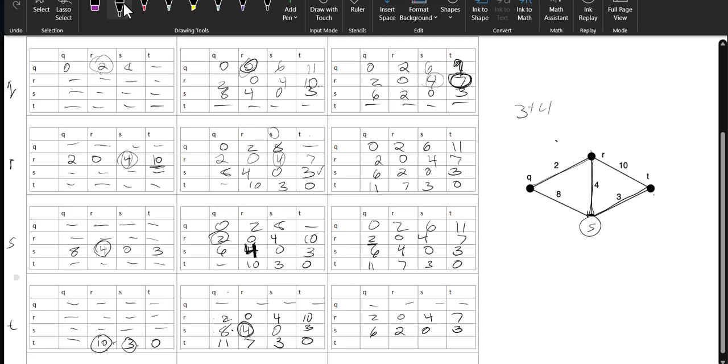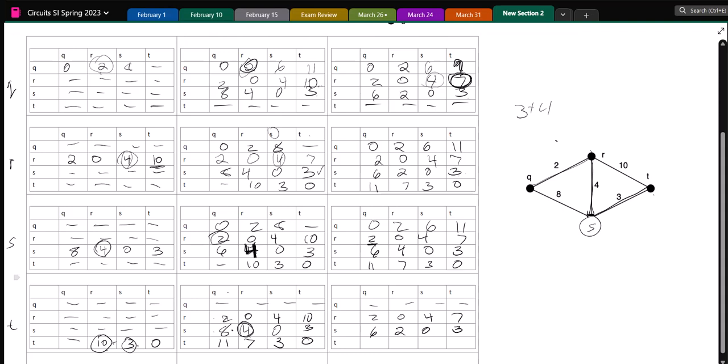Let's see. To get to Q currently costs 11. If I go to S, to get from S to Q costs 6, and to get to Q in the first place costs 8. So that would be 14. That's not less. To get to Q from R costs 2, and to get to R costs 7. 2 plus 7 is 9.